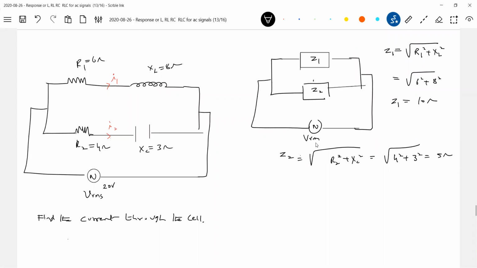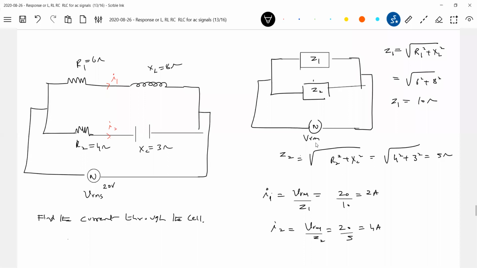Then what is the current? I1 magnitude I'm calculating. This is IRMS. What I'm writing, I1, is IRMS. I1 equals VRMS by Z1. What is VRMS? 20 by 10, 2 ampere. What about I2? VRMS by Z2, 20 by 5, 4 ampere.